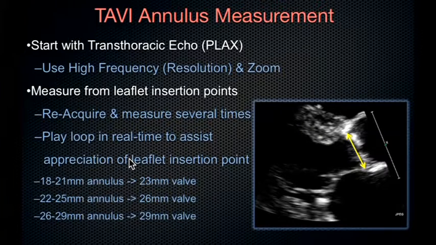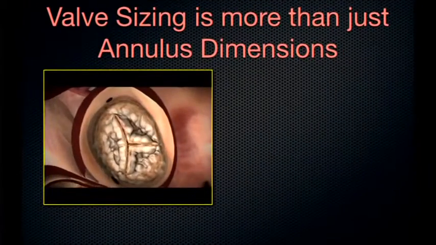And very roughly speaking, if we have an annulus measurement which is in the range of 18 to 21 millimeters, then based upon the current availability of valves from Edwards, we'd be thinking about a 23 millimeter valve. If it's from 22 to 25 millimeters, then a 26 millimeter valve. And if it's from 26 to 29 millimeters, then we may be considering a 29 millimeter valve. But there are other important issues, as we'll discuss.